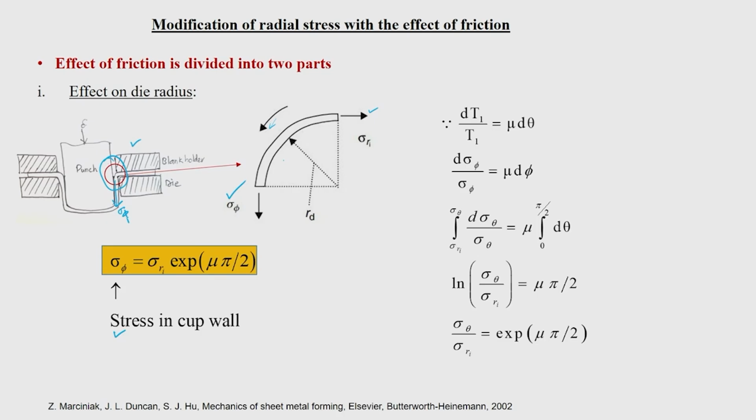Sigma phi. So, sigma theta is circumferential, sigma r is radial, and sigma phi is nothing but the stress in the cup wall, the cup wall radius. Stress in the cup wall.